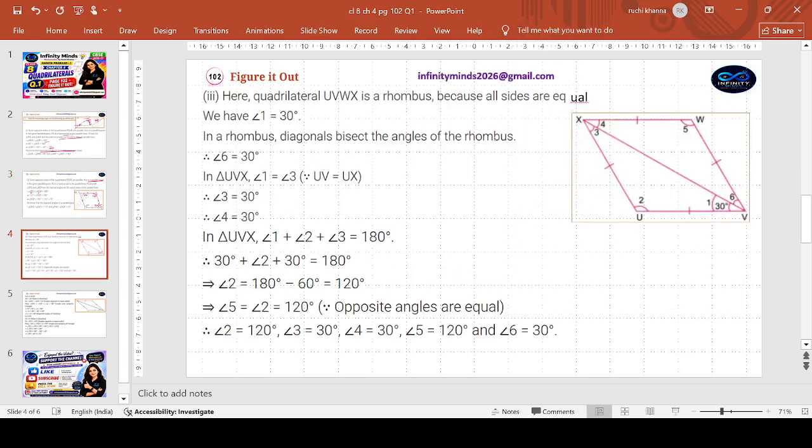Coming to part number 3. Here is a quadrilateral UVWX. Can I say it is a parallelogram? As such, yes, the arrows aren't made, even supposedly they are made. So it will not be wrong to call it a parallelogram, fine. But what is more essential is the presence of this particular line. What does this line talk about?